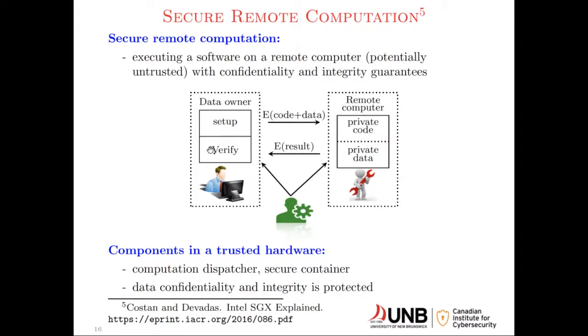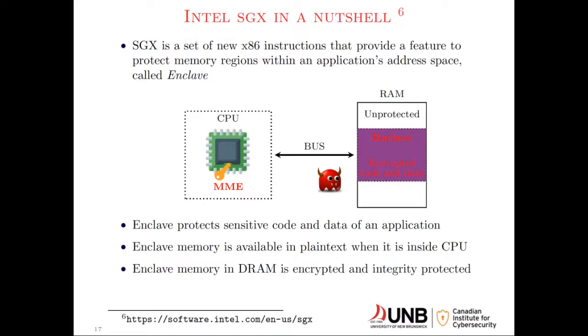So these are the two important components in this setting. This is a computation dispatcher. It dispatches the computation to the remote server by setting up some keys and sending its encrypted data. So this approach provides confidentiality and integrity in computation as well as in data. We'll look at an example of this scenario, which is Intel SGX, because there are other technologies available for AMD and ARM. So I'm just considering Intel SGX as an example.